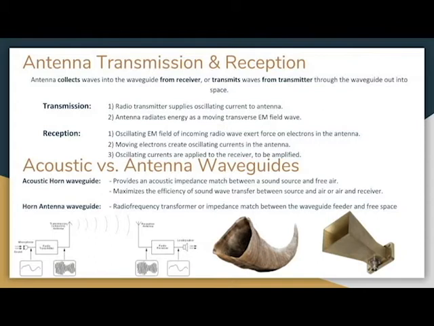The horn antenna resembles an acoustic horn. In acoustics, a waveguide is designed to provide an acoustic impedance match between a sound source and free air to maximize the efficiency with which sound waves are transferred between the source and the air or from the air to the receiver. In the same way, the horn antenna is considered to be a radio frequency transformer or impedance match between the waveguide feeder and free space.